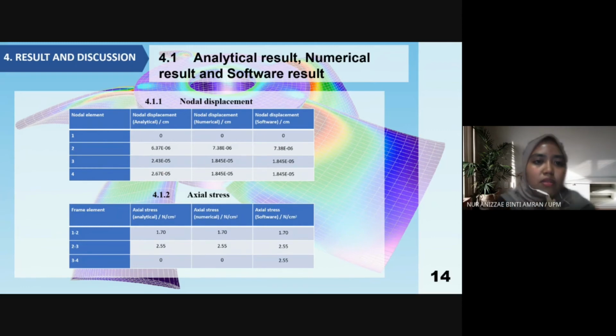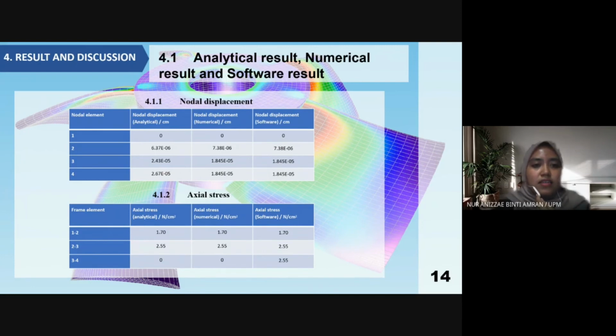As we can see here, for nodal displacement, for numerical and software we got the same value. For elements 2, 3 and 4 we got the same value, but the analytical nodal displacement is slightly different. For nodal element 2 it is less than the numerical and software output, but for nodal elements 3 and 4 it is bigger than the nodal displacement for numerical and software output. For the axial stress, we got the same value for the analytical, numerical and software results.